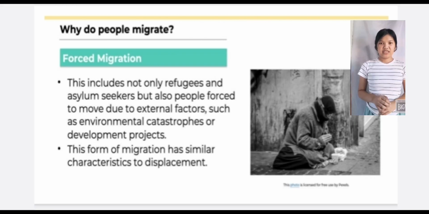Forced migration. This includes not only refugees and asylum seekers but also people forced to move due to external factors such as environmental catastrophes or development projects. This form of migration has similar characteristics to displacement. The people are being forced to migrate because of environmental disaster like drought that leads to hunger. Conflict is the most common factor for forced migration around the world.